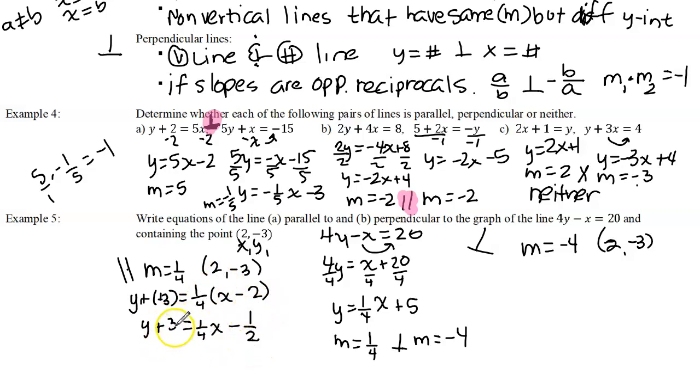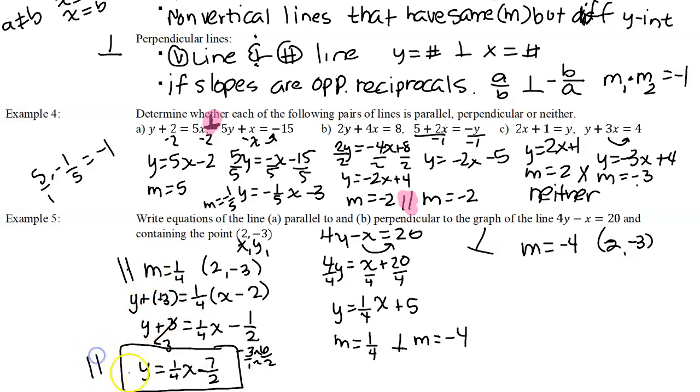So that's a little bit annoying because we're going to have to move this 3 over here, but that's okay. We'll subtract 3 and subtract 3. So that gives us y equals 1/4 x. And then 3 is the same as 6/2, right? 3 over 1, I could just go times 2 times 2, 6/2. So -1/2 minus 6/2 is -7/2. And so that would be the equation of the parallel line. So that's our parallel line.